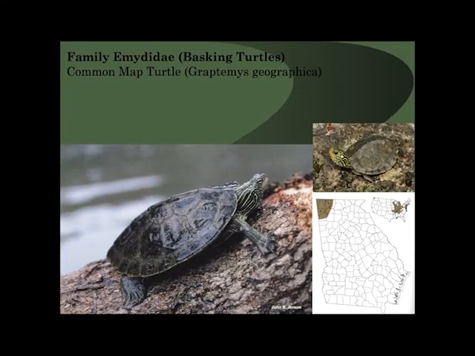The common map turtle, Graptemys geographica, is only recorded from the Conasauga River in Georgia. These turtles have a very intricate pattern on the shell, hence the name map turtle, and a pattern of yellow striping on the head and limbs. There is not as great a difference in the size of the adult males and females in this species.